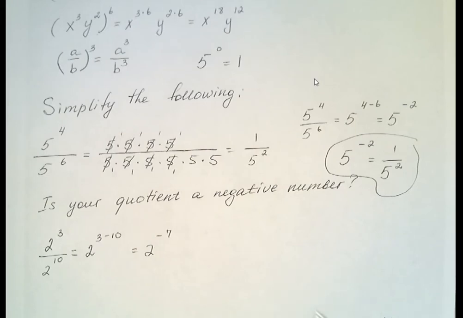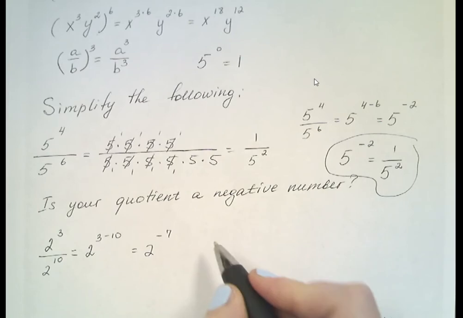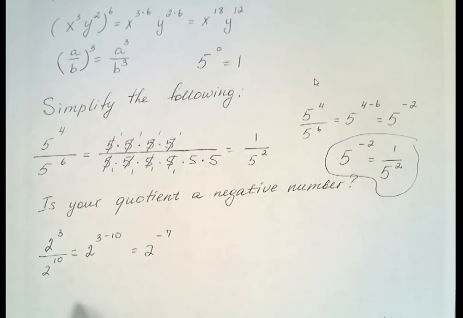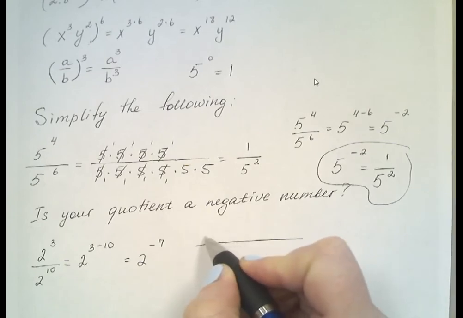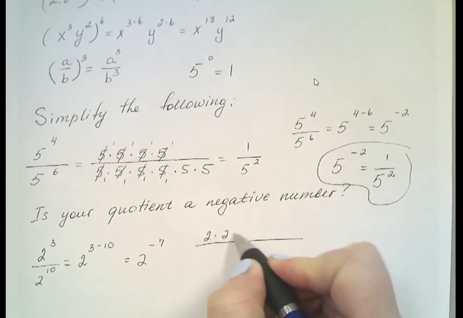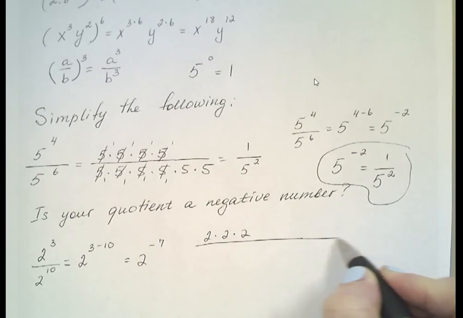Does that mean it's a negative number? Let's see if that is in fact a negative number. So I'm going to rewrite 2 to the third as 2 times 2 times 2, and 2 to the 10th.